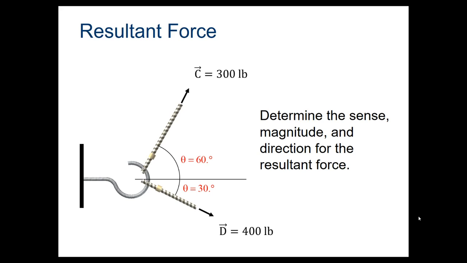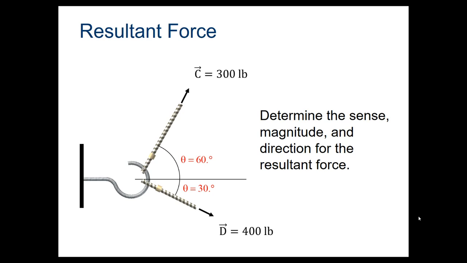So we are looking at this situation. We have two different forces acting on this hook. And what we want to do is figure out how much force is actually pulling on this, and then also what direction it is pulling. So we're looking for the resultant vector, the resultant force that you get when you put these two forces acting onto this hook.